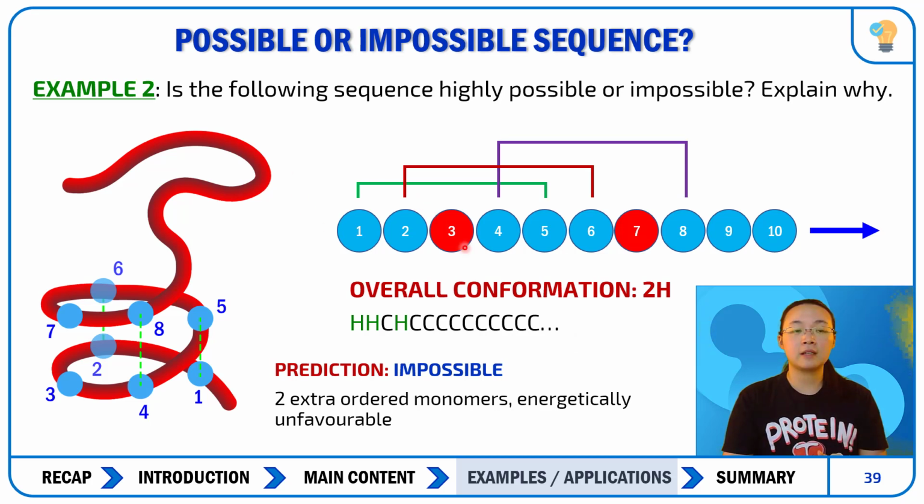But these particular monomers are even more uncomfortable. They're in the coil state, but because there's hydrogen bonds all around it, it's forced to be in a very stable position already. So that means it's highly energetically unfavorable, because it wants to rotate, but essentially it's locked into place already.